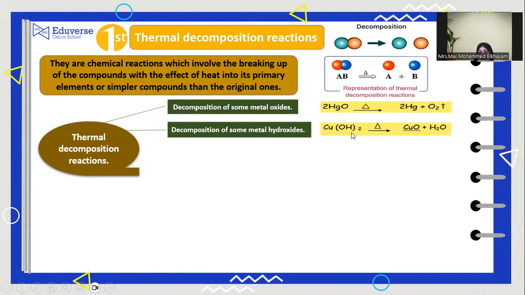Why do we have 2 of the atomic group hydroxide? This is because copper is divalent, while the hydroxide group is monovalent. Please pay attention to the balance of any equation.